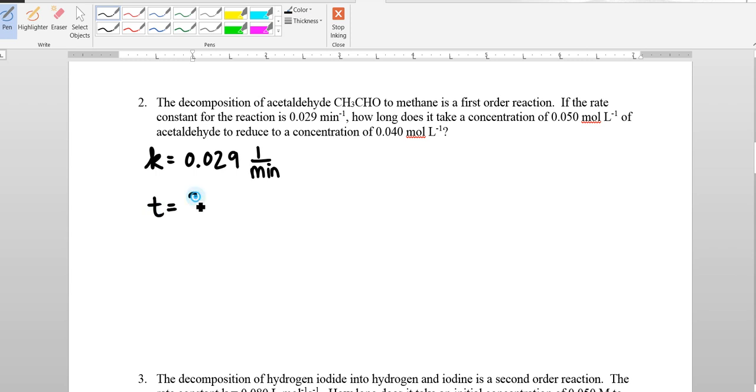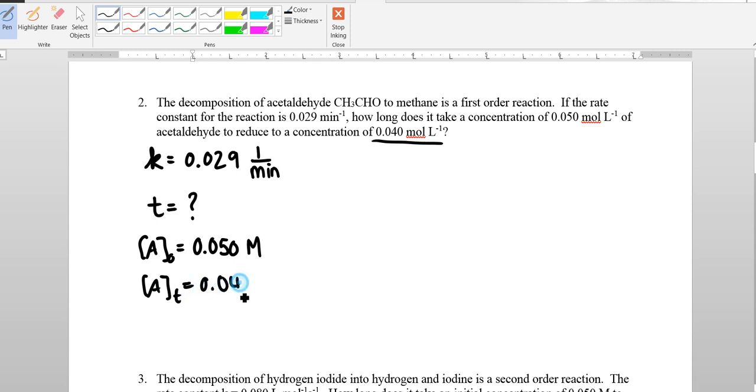So let's identify what the question's asking me for. It's asking me for time. For a concentration of 0.050 mole per liter. So that is my initial molarity, 0.050 molarity, to reduce to a concentration of this. So that's my molarity after a certain amount of time has passed. So I've got a k, I've got initial molarity, I've got a final molarity, and I have a time.